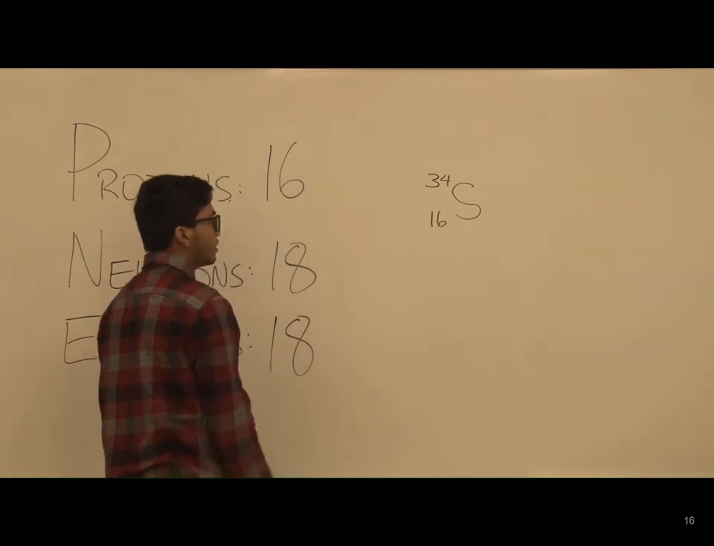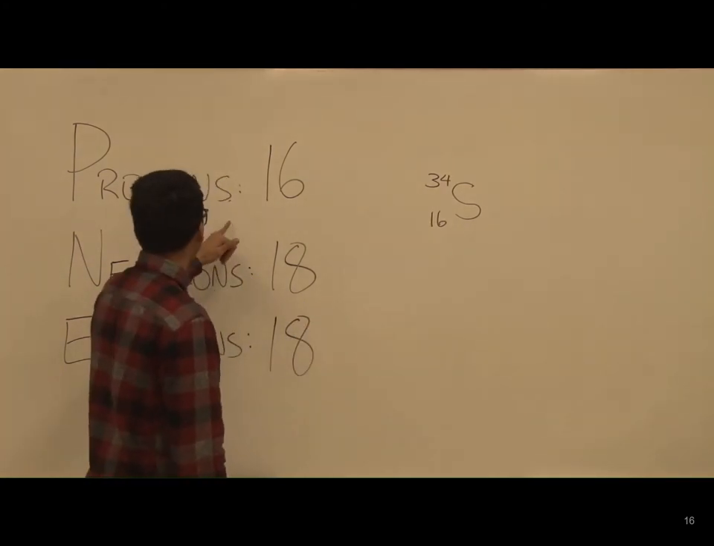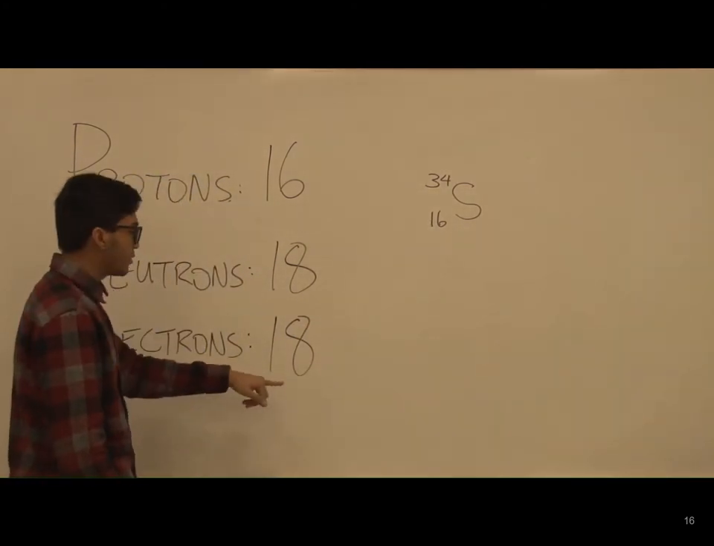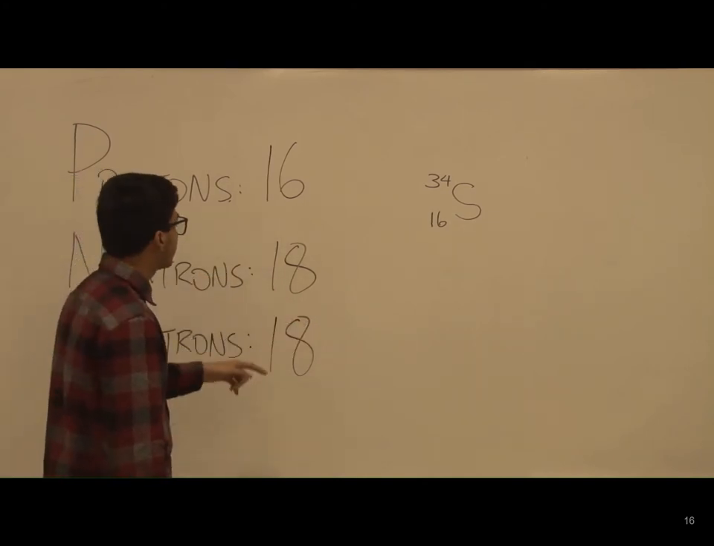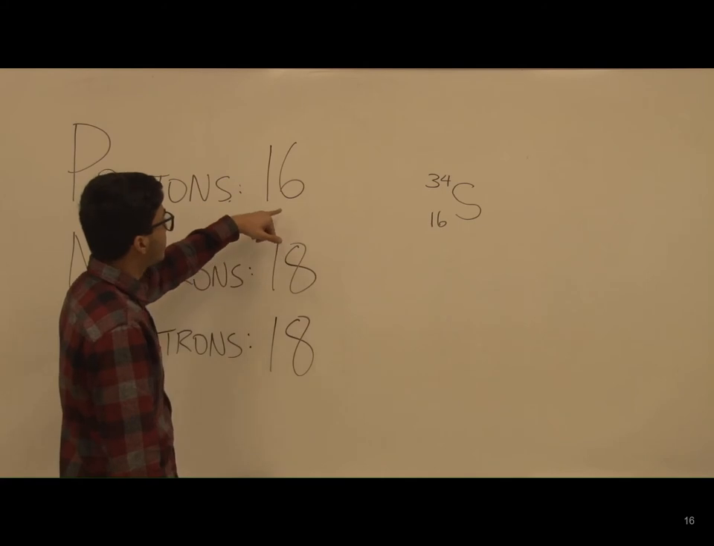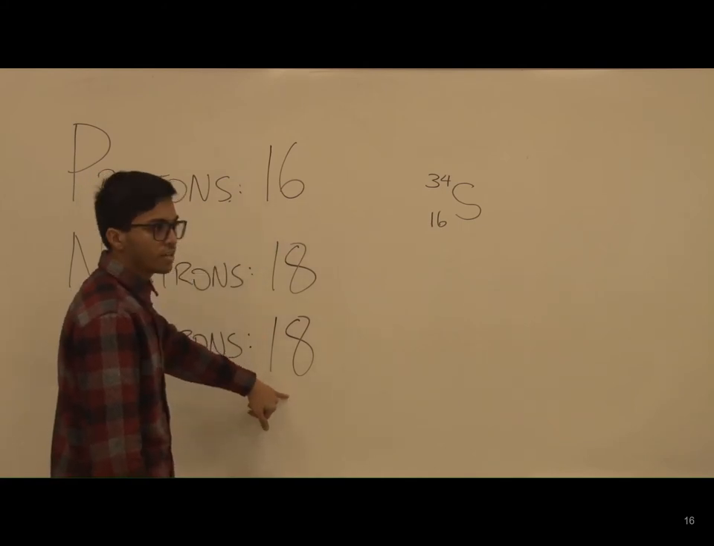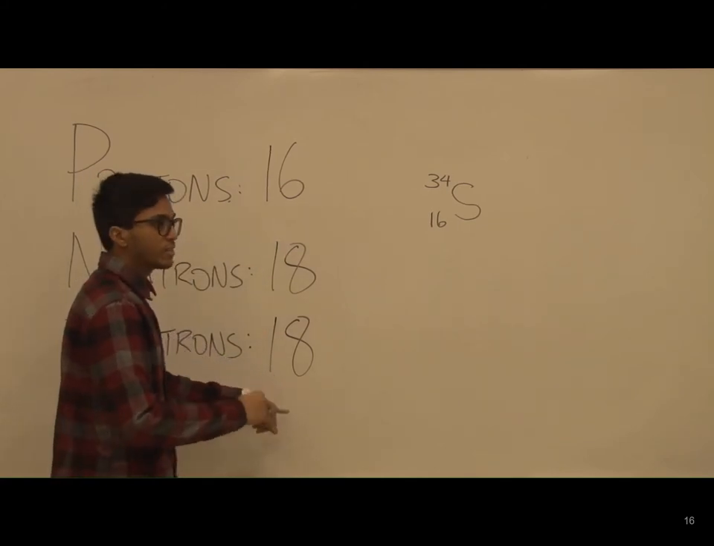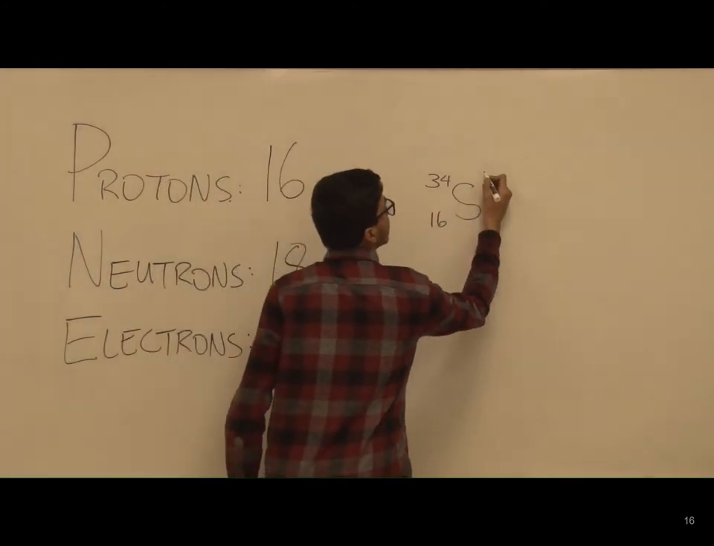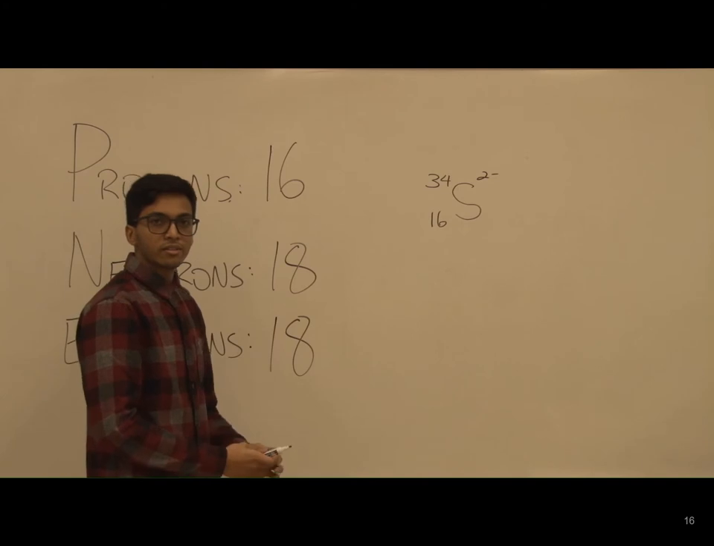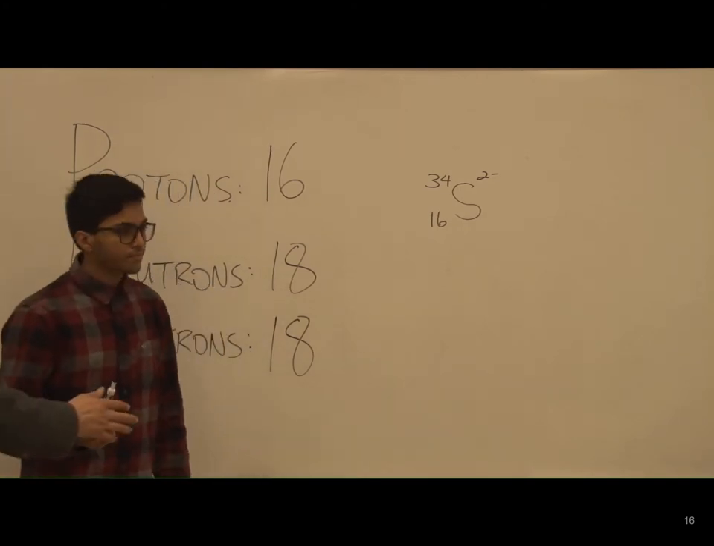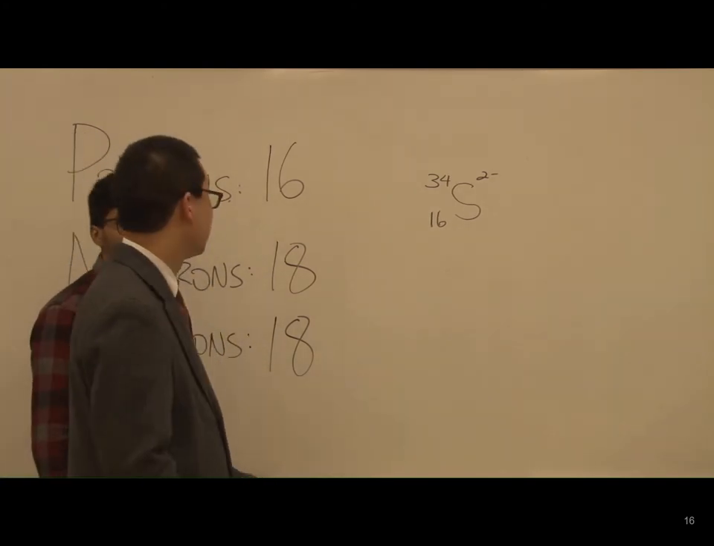Now, in a neutral atom, this would have the same protons and electrons. But since they don't have the same protons and electrons, we know that this one is a charged atom. So how do we know what charge it is? This one has 16 protons and has 2 more electrons. 2 more electrons mean it has a 2 minus charge, or 2 more negative charges, in a sense. So that should be the final symbol. What do we think of that? Yep. Good. Great.